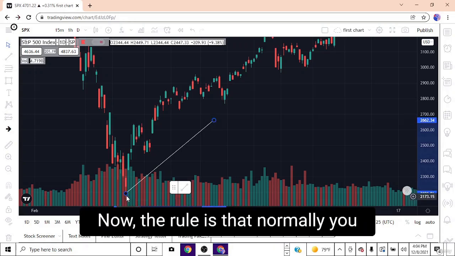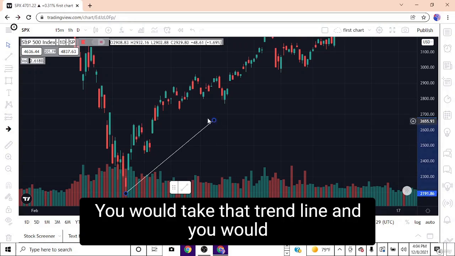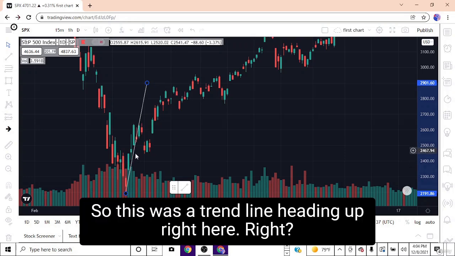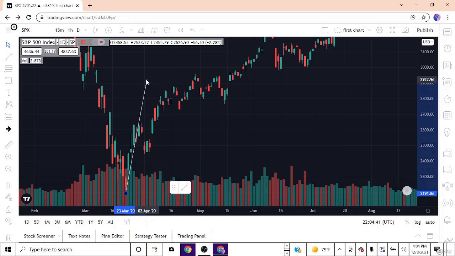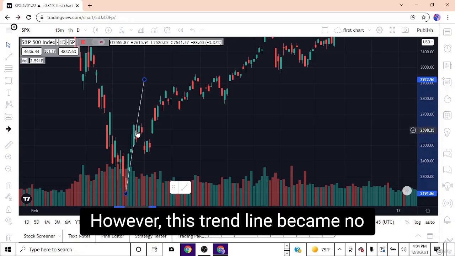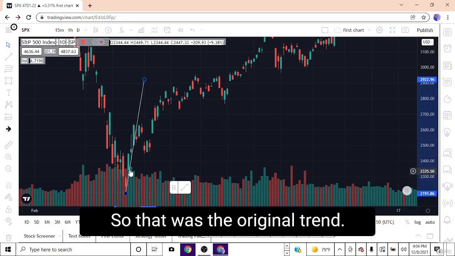Now the rule is that normally you go from the lowest of the low. You would take that trend line and bring it up to this. It's basically the second bar. So this was the trend line heading up right here, right? That's what it looked like. However, this trend line became no good because it broke right here. So that was the original trend.